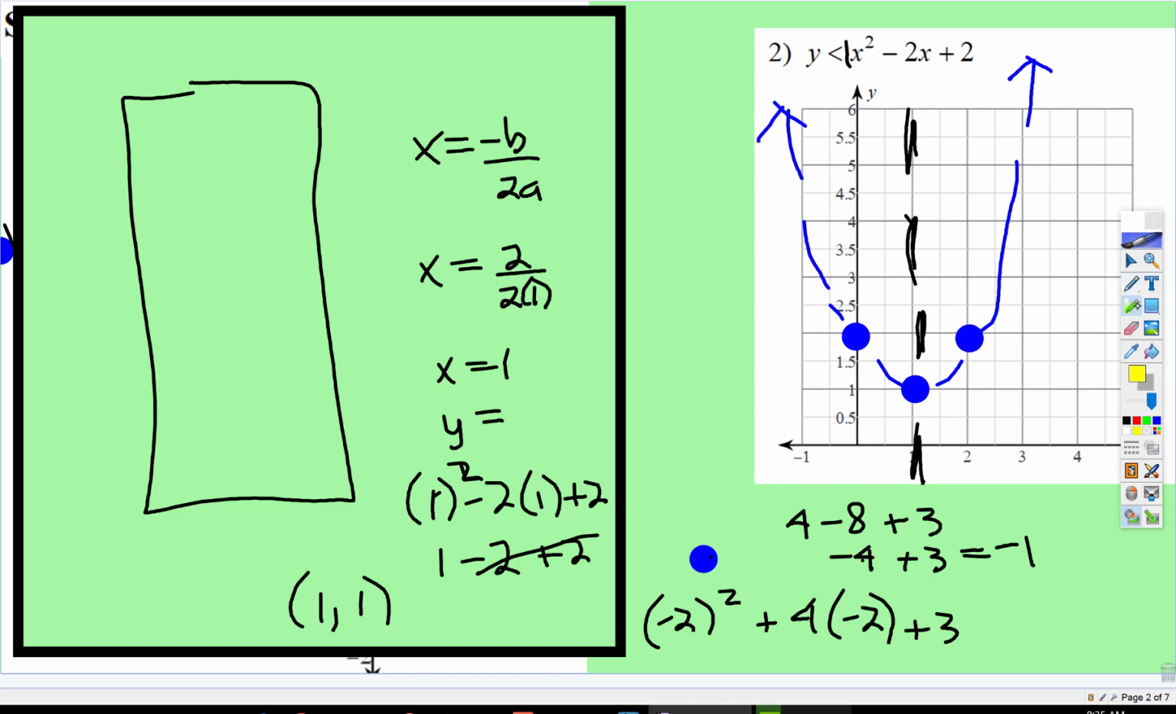And now when we're looking right here, where are the y's less than 2? Well, they're less than 2 down below, and that's not on the inside. So everywhere on the outside, you shade. That's it.